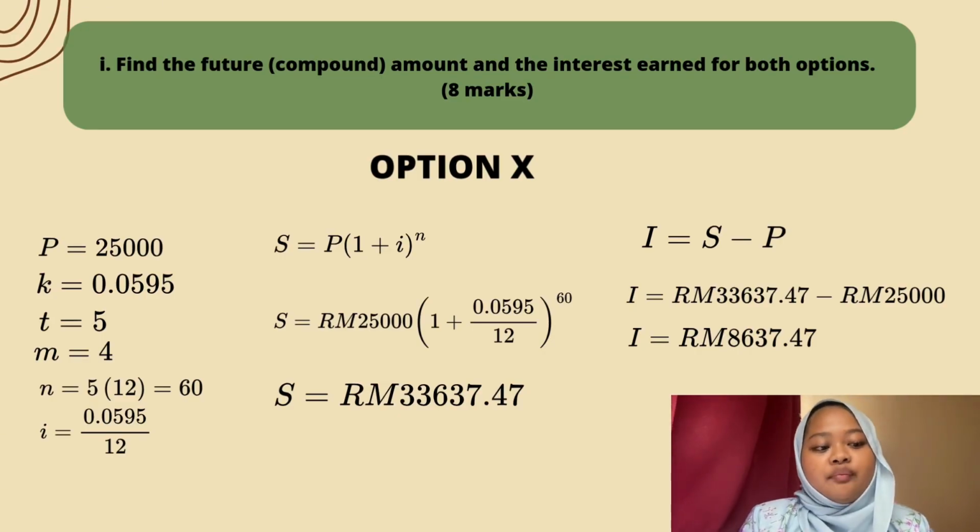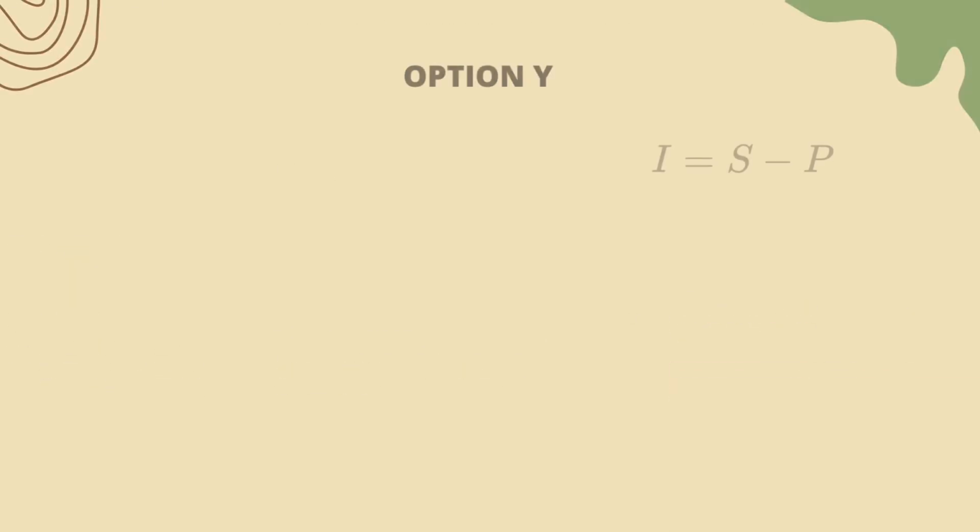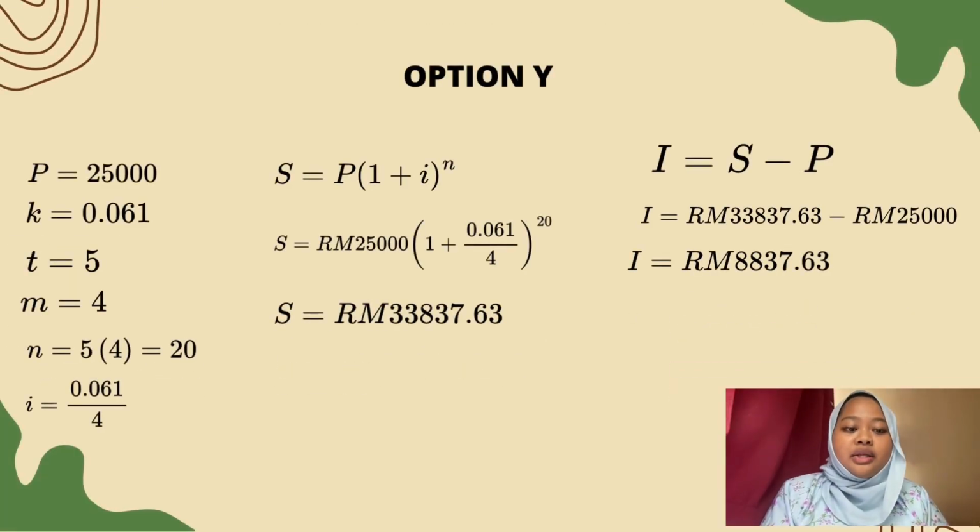So we use the next formula, I equals S minus P. I equals RM 33,637.47 minus RM 25,000. So we get the answer I equals RM 8,637.47. For the option Y, we know that P equals RM 25,000, K equals 6.1% or 0.061, T equals 5, M equals 4, N equals 20. So I equals 0.061 per 4.